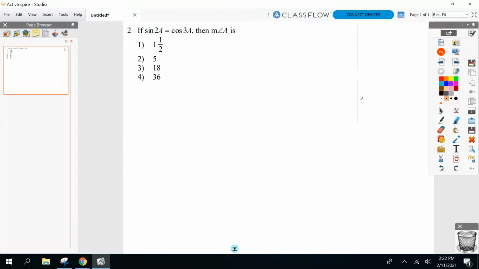Well, I'm not going to get freaked out by 2A and 3A. What I'm going to see right away is, hey, you're setting sine and cosine equal to each other. And I know the only time those two are going to be equal is when their angles are complementary. So I take 2A and 3A, and I know for a fact those two angles have to add to 90, because that is the only instance when sine and cosine are equal. Then I just solve for A: 5A equals 90, so A is equal to 18.